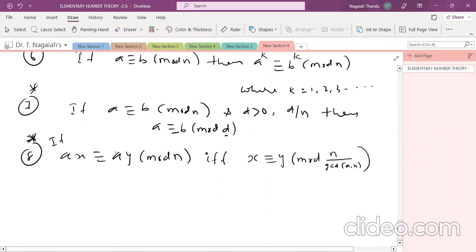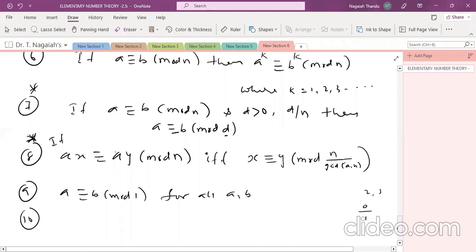Next property, the ninth one: A is always congruent to B modulo 1 for all A comma B. This has also been asked as which of the following is true. Whatever number you take, 1 divides A minus B, since every number is divisible by 1. Every number 2, 3, 4 including 0 is divisible by 1, so A is congruent to B modulo 1 for all A comma B.